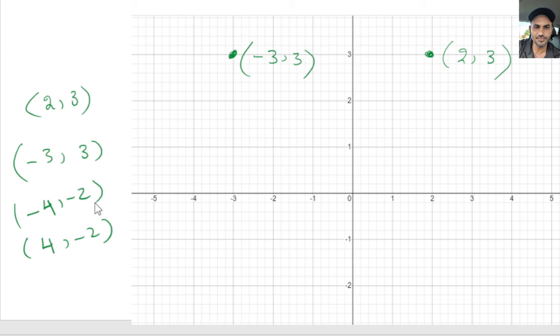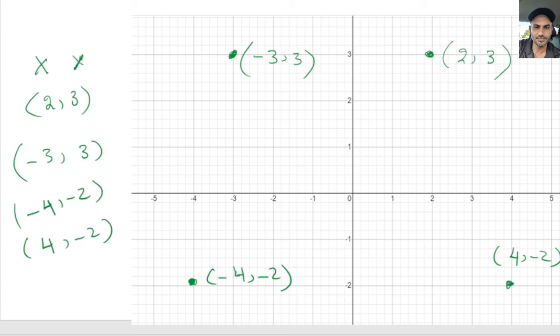And then we have (-4, -2). So negative 4 in the x direction. So this is your x. This is your y. (-4, -2) is right here. And then you have (4, -2). We start from 0. 1, 2, 3, 4. Negative 2 you're looking at here. This is (4, -2). All right, so hopefully this helps.